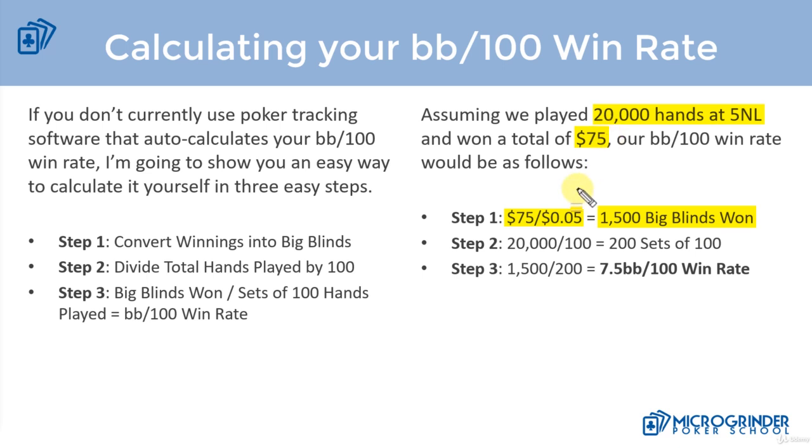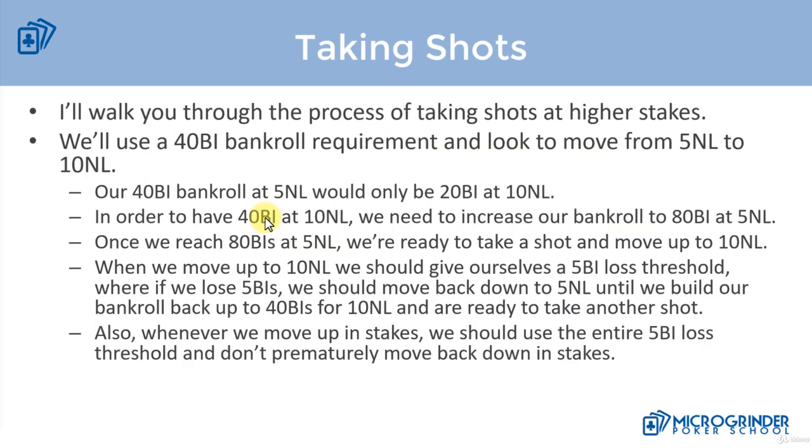Now we would determine how many sets of 100 hands that we played. So we take the total number of hands that we played, divide by 100. This is going to tell us that we played 200 sets of 100. And then we do the big blinds won divided by those sets of 100, which you see here, 1,500 divided by 200. This is going to give us a 7.5 big blind per 100 win rate. Pretty simple, pretty easy and straightforward. You could either just do this yourself, or you could plug it into Excel and do it. Pretty simple, pretty basic.